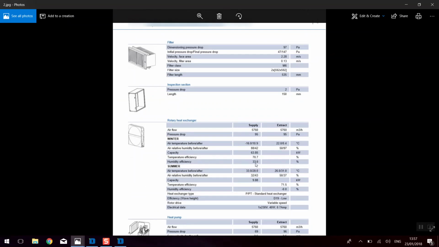humidity efficiency is only 33%, and in the summertime, the humidity efficiency is written 0%, which means that this rotary wheel is definitely not sorption type. It is probably only condensation type or maybe a hygroscopic type. Just for your information, in our selection software and all our units, they use only sorption type wheels where we can recover humidity in both winter and summer mode.